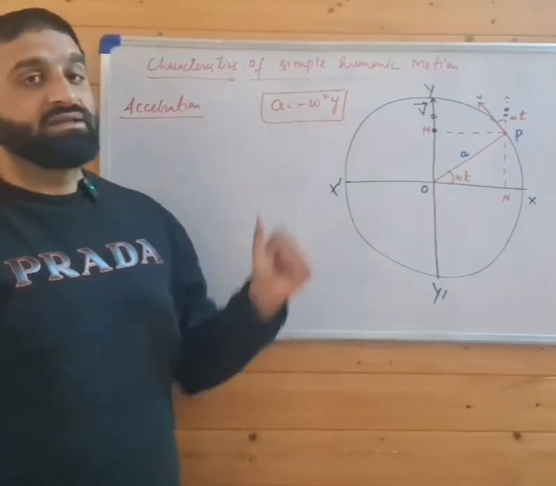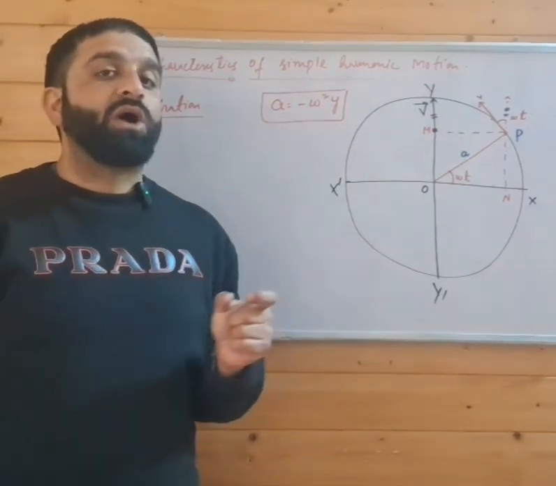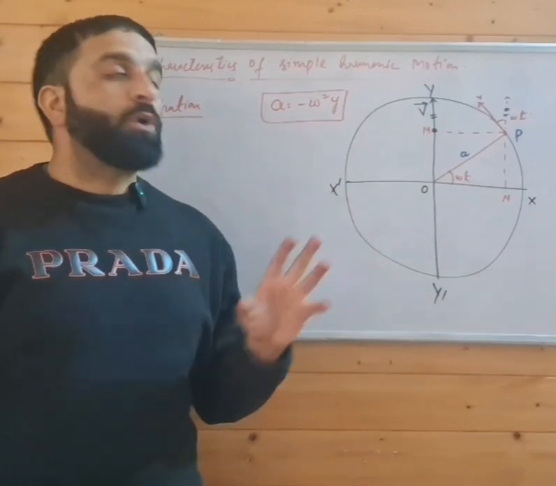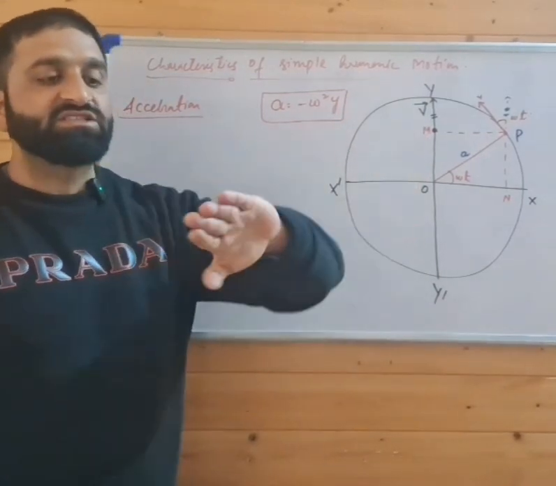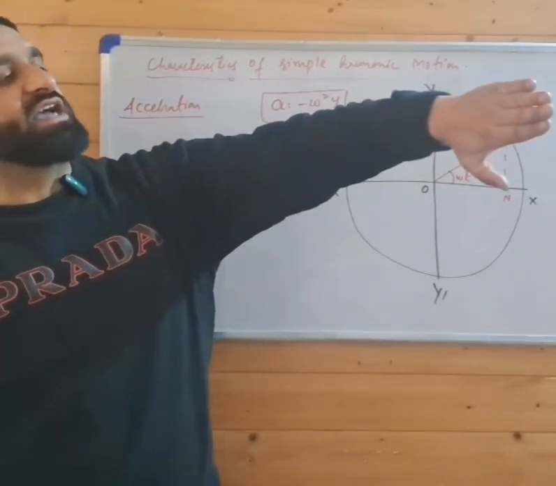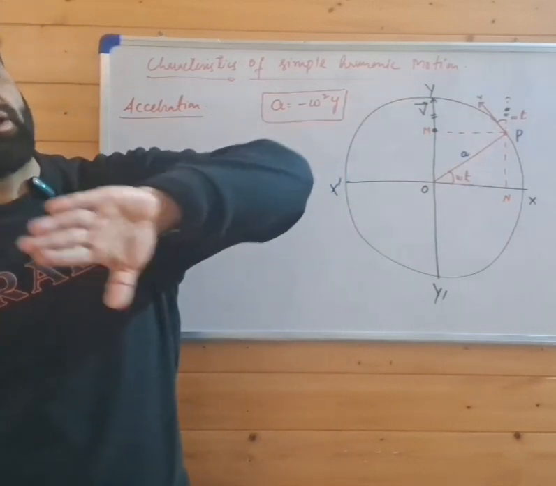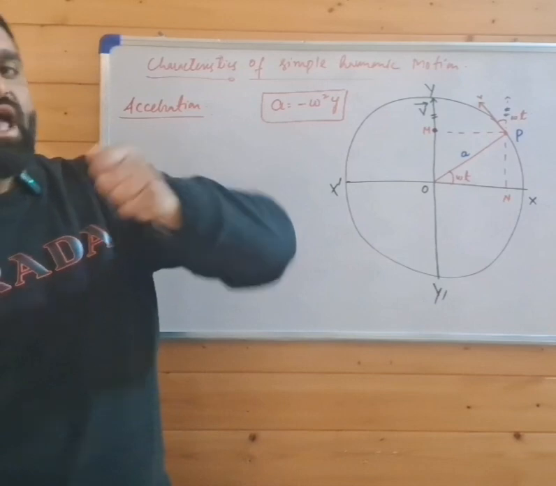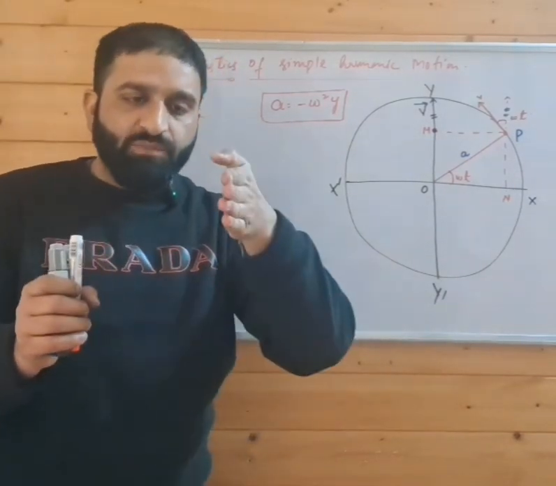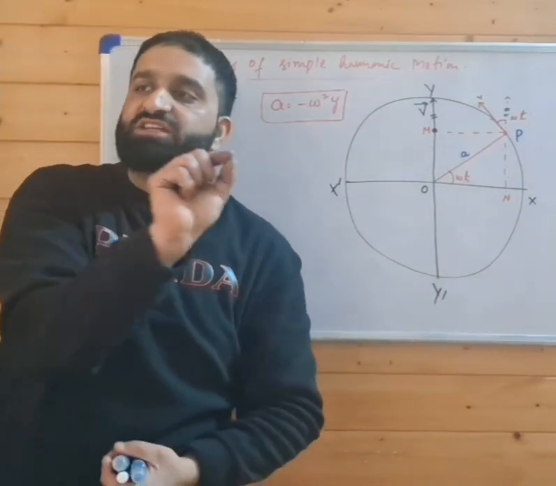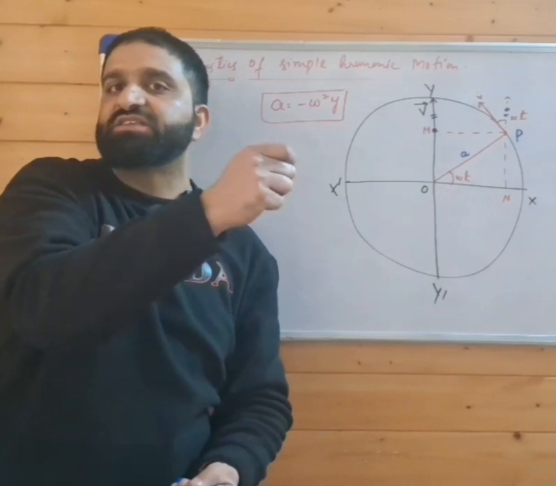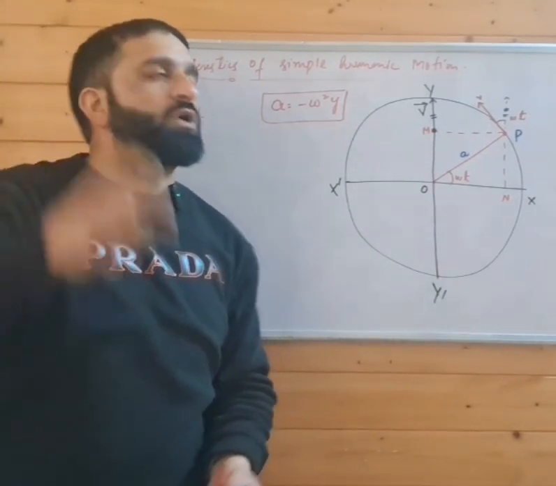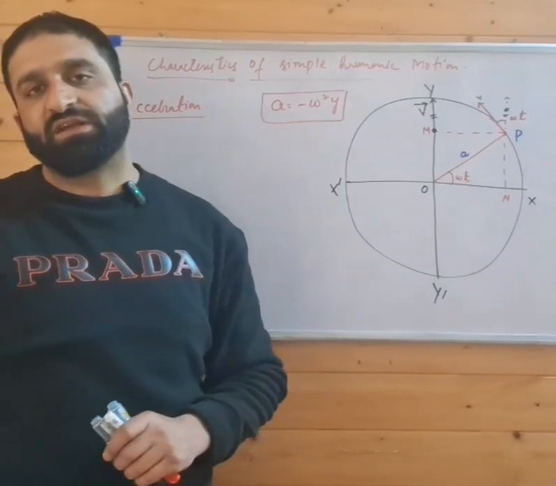This minus sign tells us an important thing: the acceleration is always opposite to the displacement. That means when the body leaves the mean position toward an extreme position, the displacement is in this direction, but the acceleration is in the opposite direction. As it goes from the mean position to the other extreme position, the displacement is in this direction and the acceleration is in this direction. So acceleration is always directed opposite to the displacement.